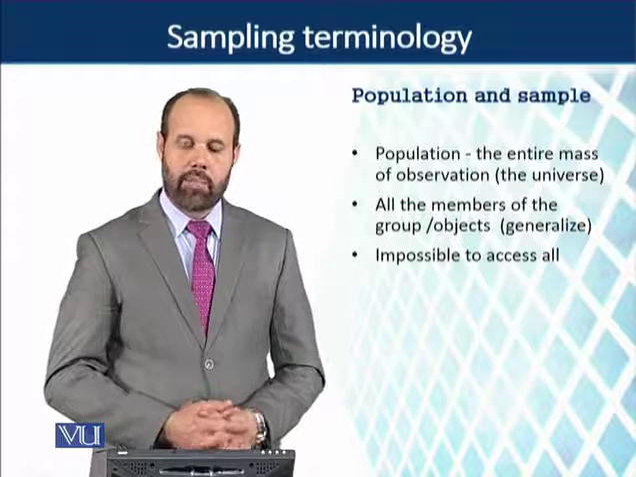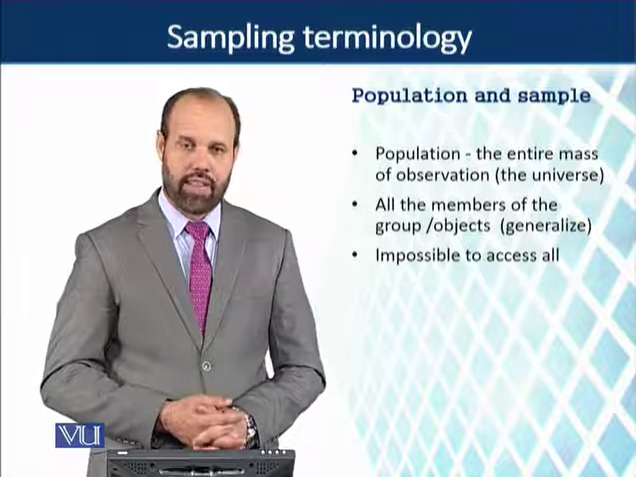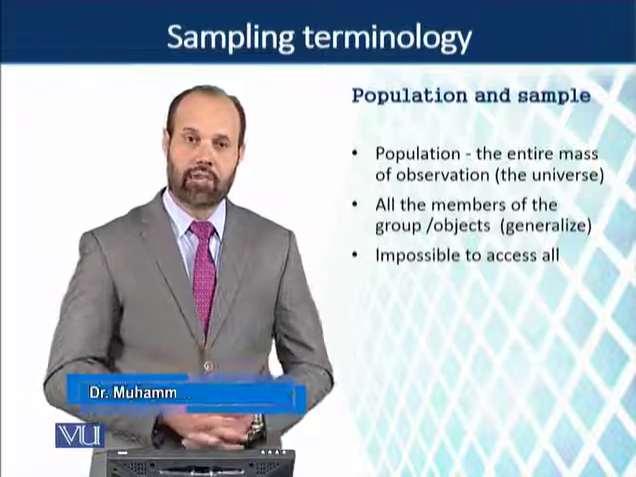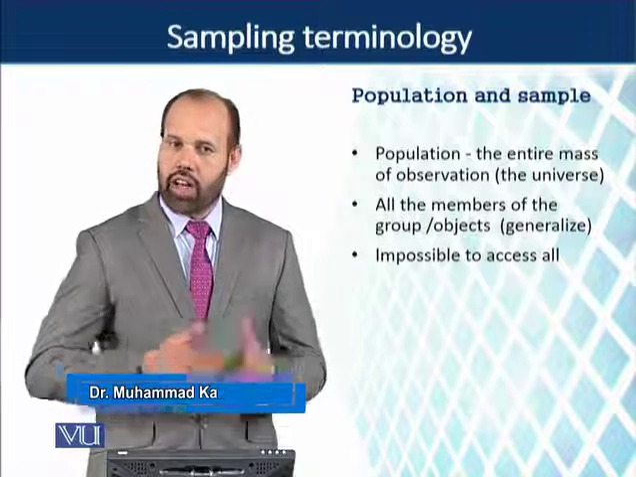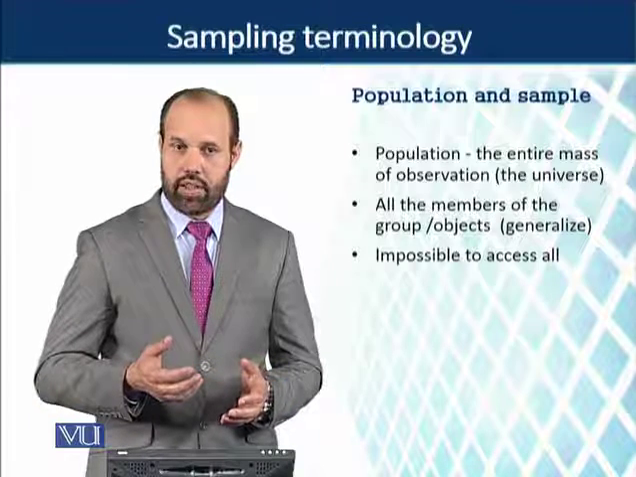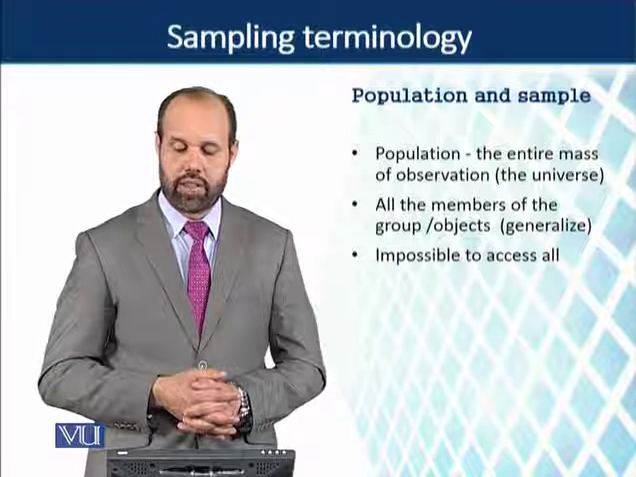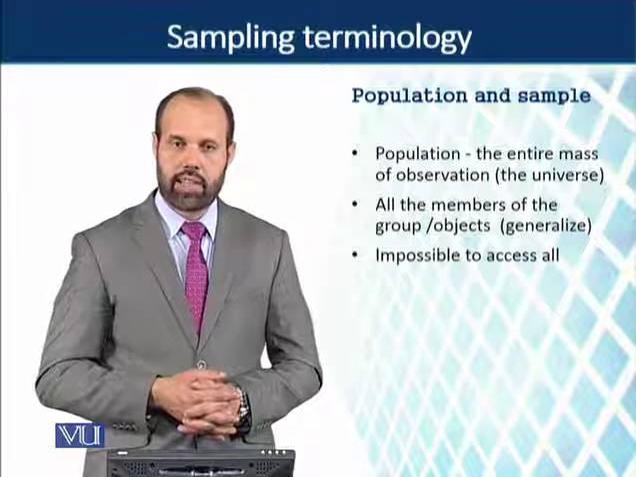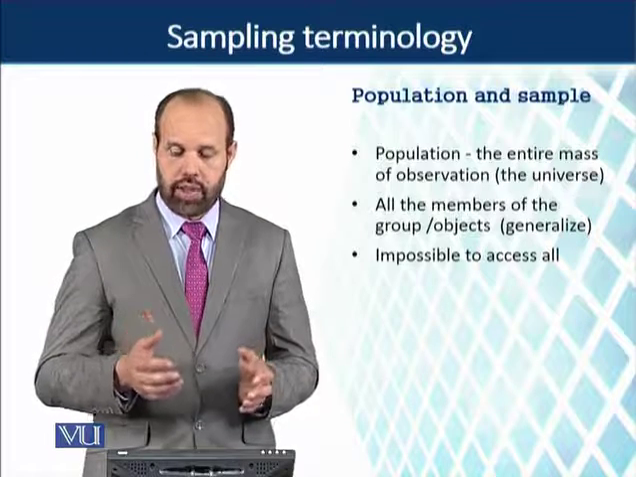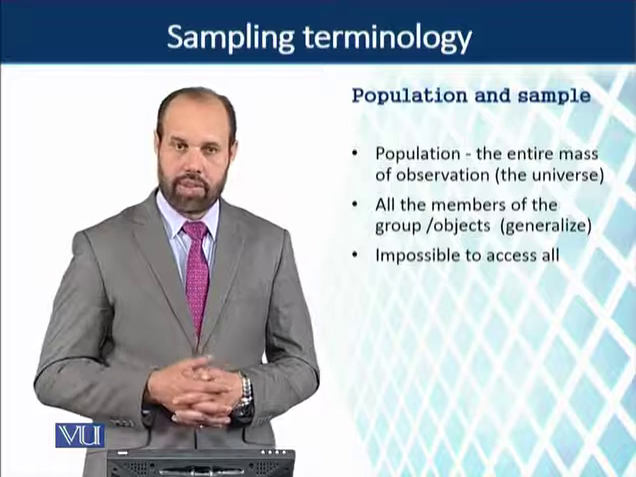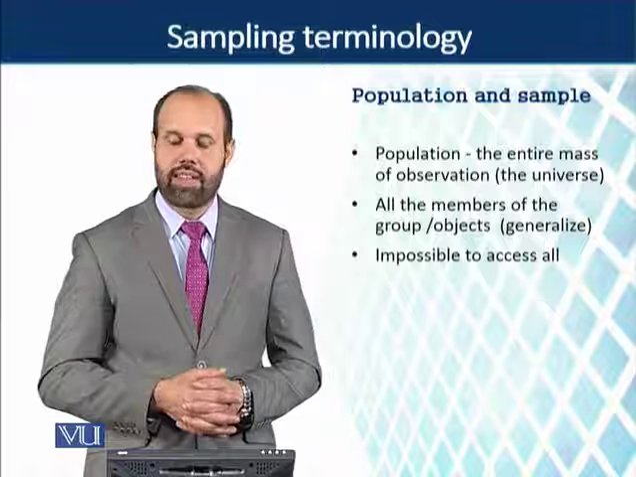Population and sample. Population is basically the entire mass of observation, right? And it is basically the universe which you would like to explore as part of your research studies, okay? So population is the entire object of your observation, which you would like to study, right? The entire mass of that is your population. In other words, it's basically the group of all members, all individuals, all objects, maybe in some cases, right? So that's the group which is your population of the study.